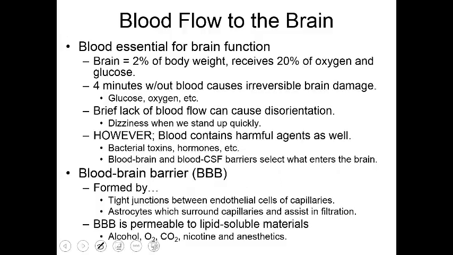The next thing we're going to look at is the blood supply to the brain. Now, the brain, being just 2% of the body weight, takes about 20% of the oxygen because of its functions. It also requires a lot of glucose. And we have arteries and veins that carry this 20% of oxygen and glucose to the brain. Now, an average of 4 minutes without oxygen or glucose to the brain can cause irreversible brain damage.